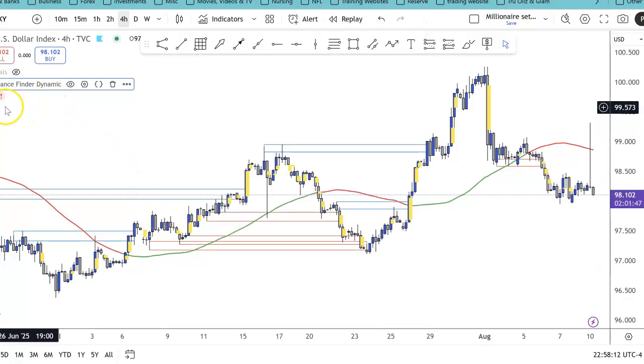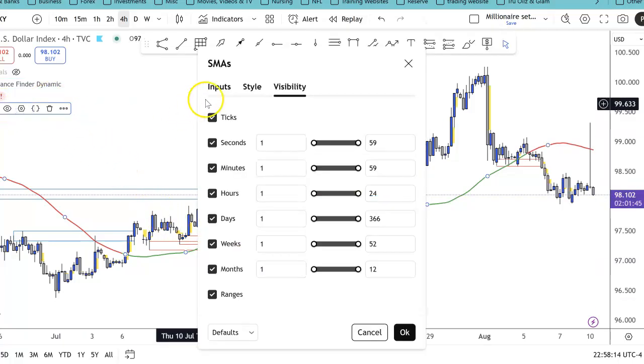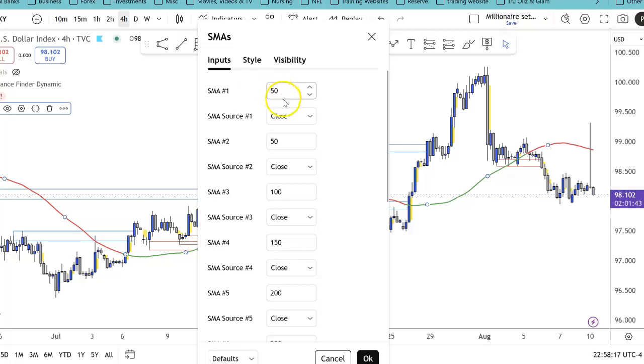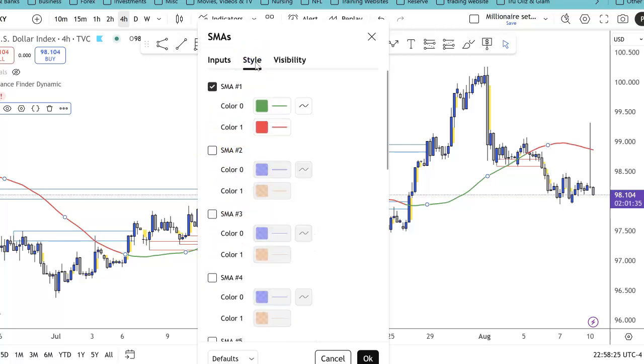The next indicator is the simple moving average, and the inputs for this is 50 close SMA number 1. You don't have to worry about SMA number 2, 3, and 4 because in the style, I only have the SMA number 1 selected. I have green on the top to indicate when the market is in an uptrend for buying, and I have red on the bottom to indicate when the market or price is below the line for sale.